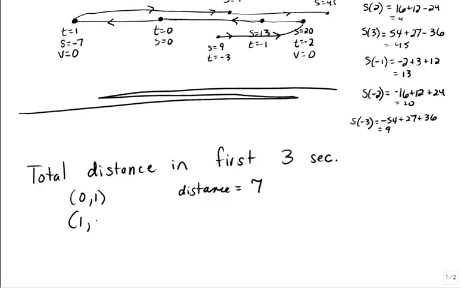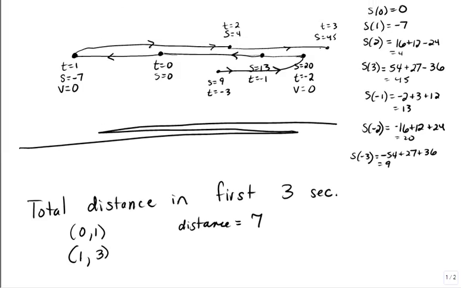And then from 1 to 3, at 3 we get 45. So it went from -7 to 45. This went from 0 to -7 distance-wise. So that's 45 plus 7, which is 52. So it went 52 units because it had to come back and cover that other 7. So the total distance is 59.